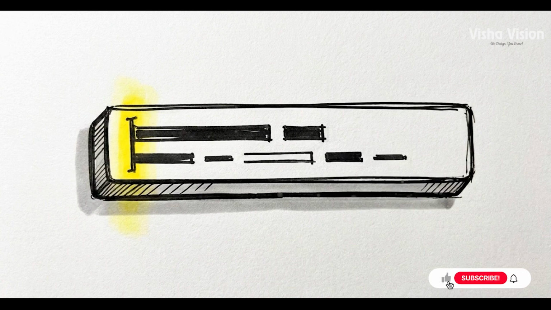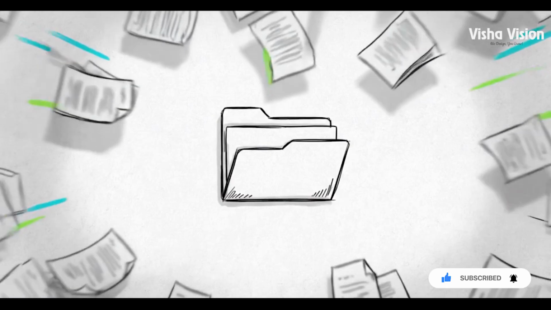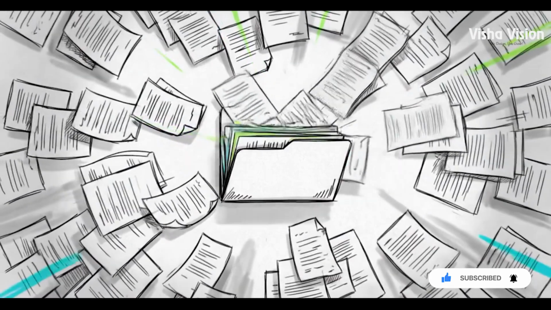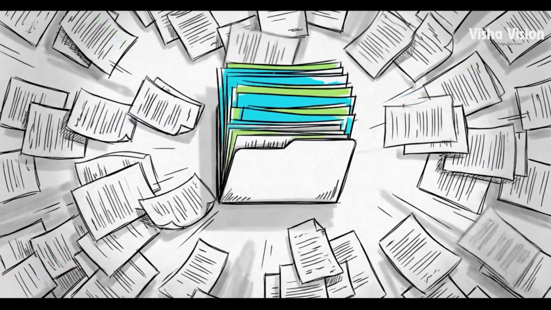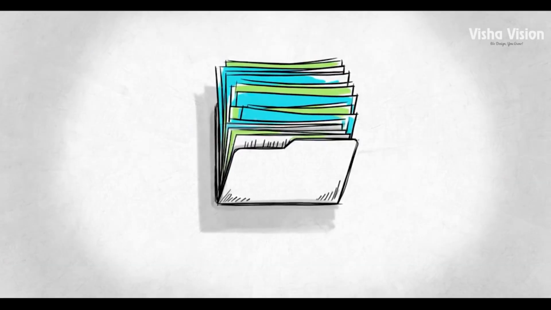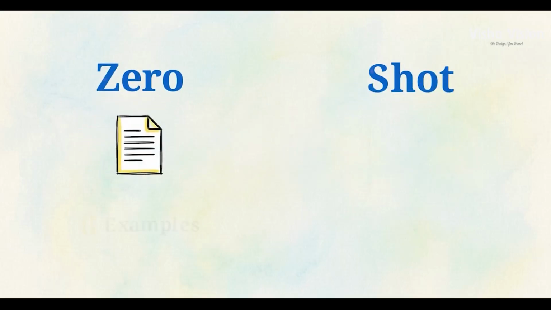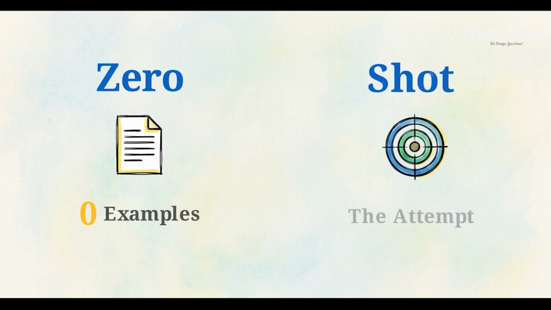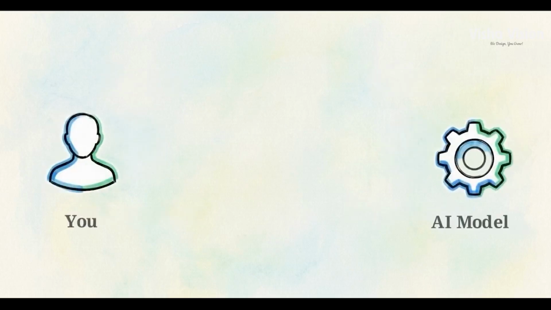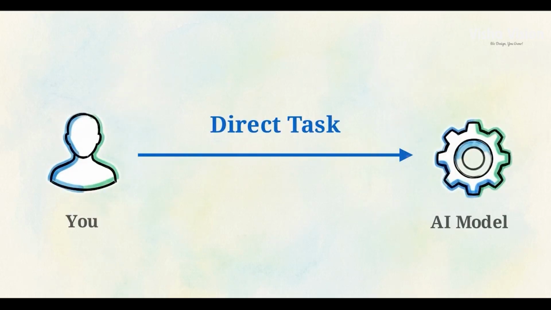Look at a blank text box in any AI tool, and you are staring at billions of scattered data points. But the right instruction snaps all that chaos into immediate, usable order. That direct instruction is called zero-shot prompting. Zero means you provide no examples, and shot refers to the attempt. You simply give the AI a direct task.